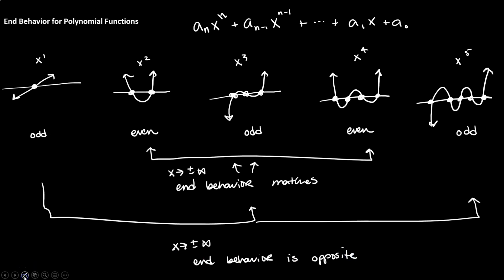And what I mean by that is that maybe as x went to positive infinity, our function was going up to positive infinity. But as x went to negative infinity, our function went down to negative infinity, which is different than what happens in an even graph. In an even graph, both endpoints point up. In an odd graph, one points up, one points down. So this is a cool shortcut whenever you're looking for the end behavior of a polynomial.